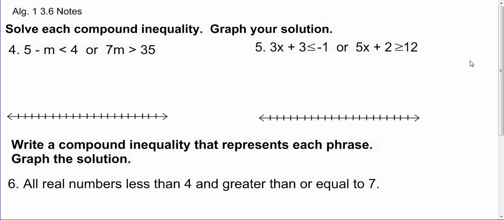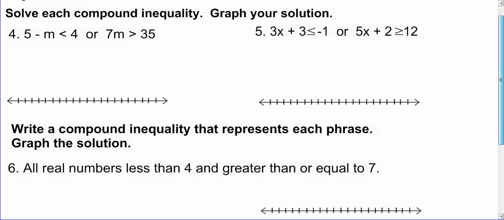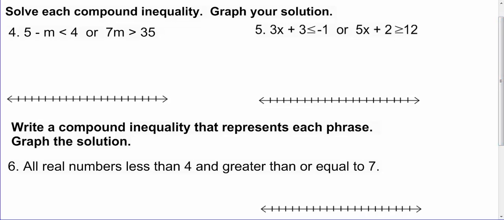Alright, let's take a look at the next situation here. We're solving inequalities and graphing solutions. Now this is still a compound inequality on both 4 and 5, but notice that the word has changed. It's or. Alright, so let's take a look at this one. First thing I'm going to do is subtract 5 from each side. I'm just going to solve these as two separate problems essentially.